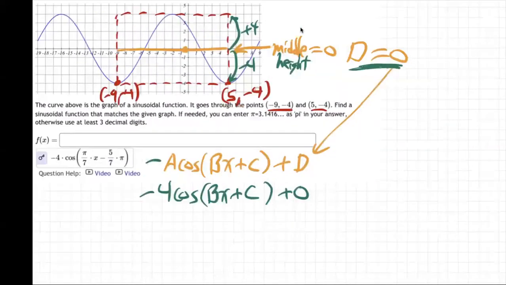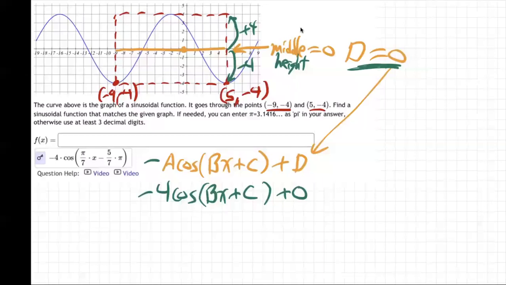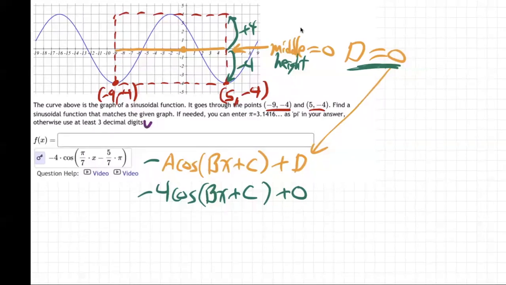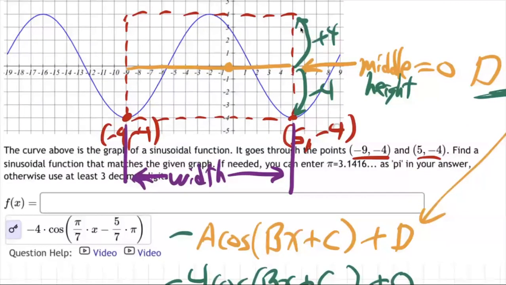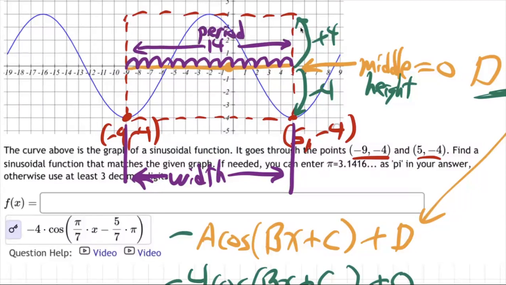So what is the width of the box? The width of the box goes from right here to right here. Right, that's the width of the box. How wide is that box? Just count it. 1, 2, 3, 4, 5, 6, 7, 8, 9, 10, 11, 12, 13, 14. It's 14 across. That's the period. Period is the width, 14.